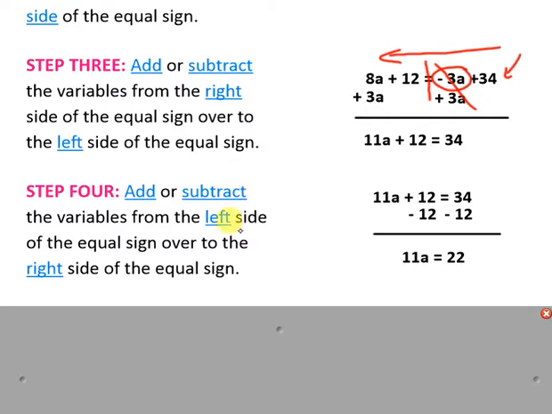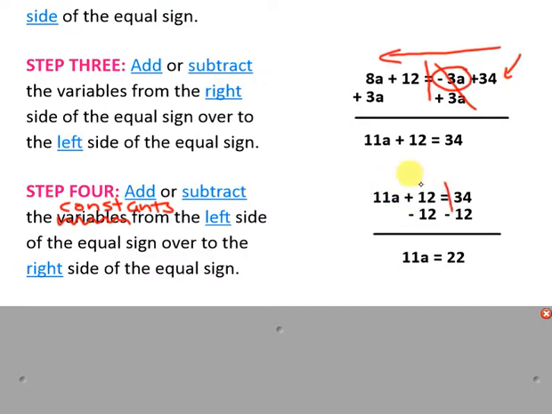Step 4, add or subtract the variables from, oops, that should not say variables. Cross that out and write constants from the left-hand side of the equal sign over to the right-hand side of the equal sign. Okay, so here we had our result from the last step. 11a plus 12 equals 34. Okay, we're looking at our constants now. So here's our equal sign.